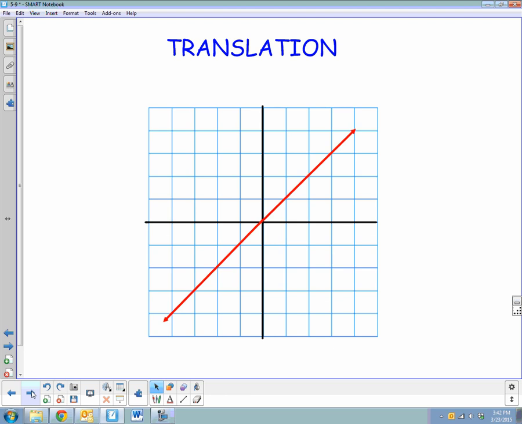Okay, first one we're going to look at is translation. Translations, we talked about this already. Translations where we move along a path. And so for a function, the slope isn't going to change. It's just going to move up or down. And so you're thinking, well, what about left and right?